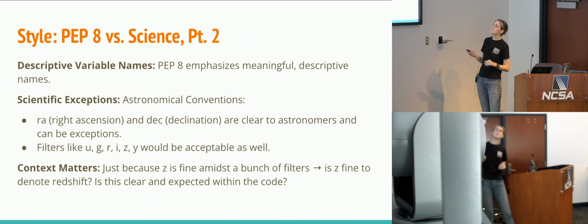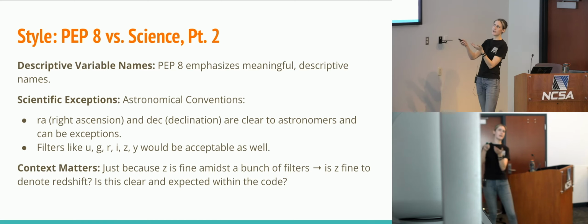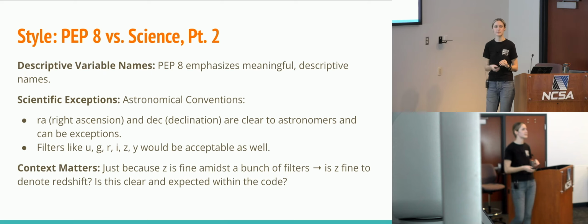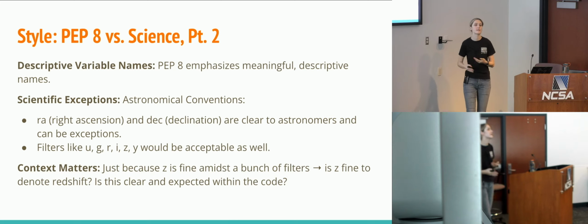Descriptive variable names, in general, the PEP8 guideline that describes this is guarding against people who are just making functions or playing code golf, where they're trying to use as few characters as they can.